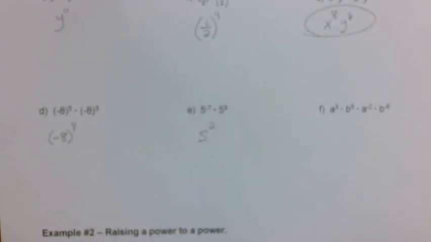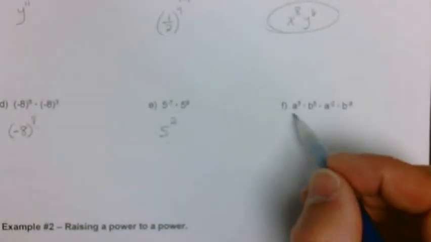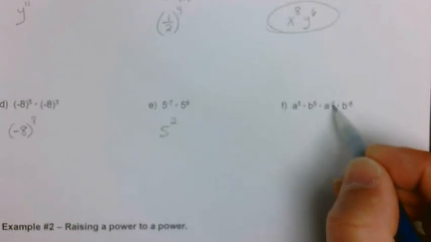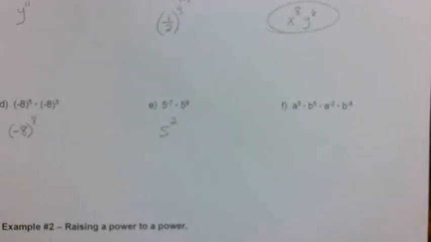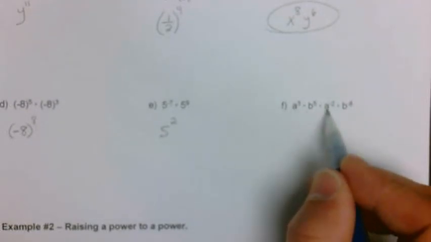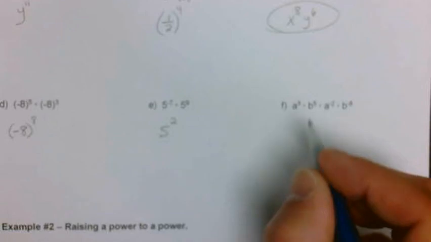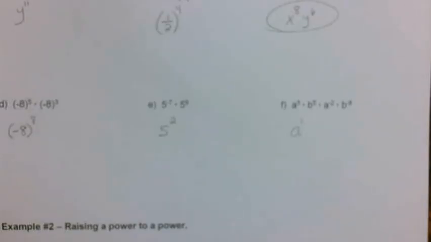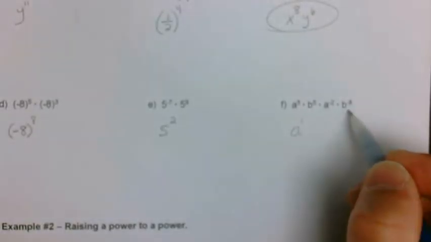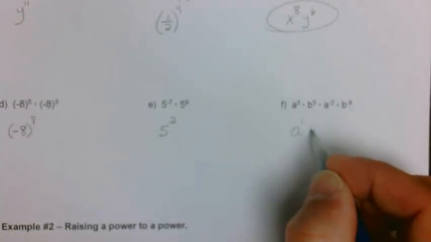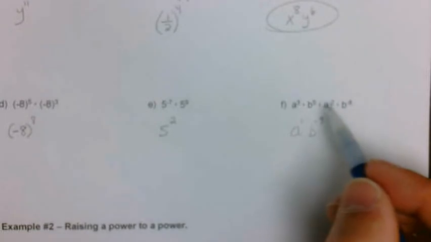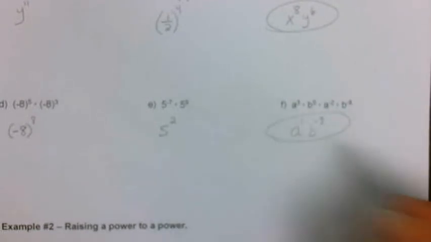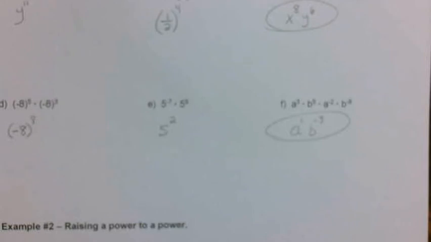So we get 5 to the 2nd power. A to the third times b to the fifth times a to the negative second times b to the negative eighth. Again, multiply the bases that are the same first. A to the third times a to the negative second is a to the first, which is just a. And then b to the fifth times b to the negative eighth is going to be b to the negative third power. 5 minus 8 is negative 3, so we get a times b to the negative third, or a to the first times b to the negative third.